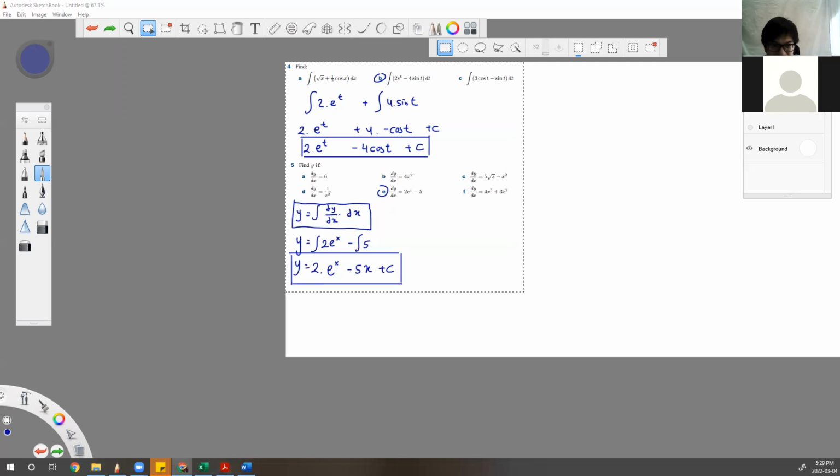Let's start. You need to put the definite integral from 1 until 3. Everything? Are you sure? 1 until 3.